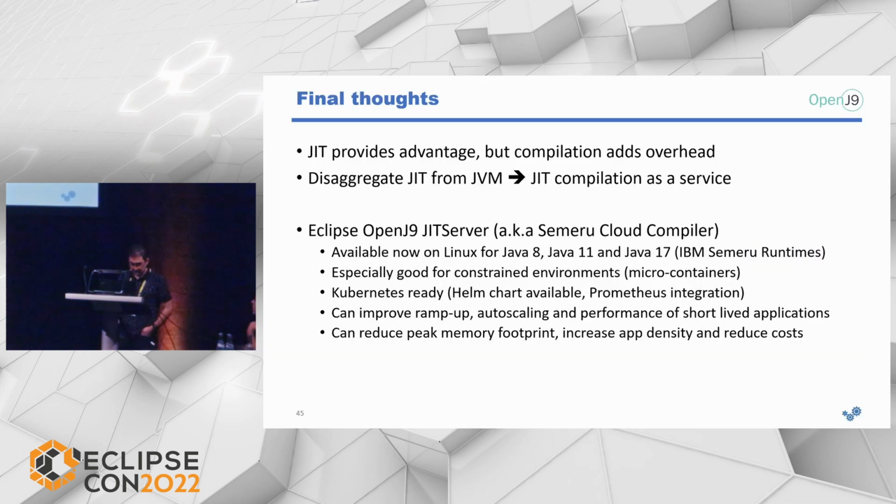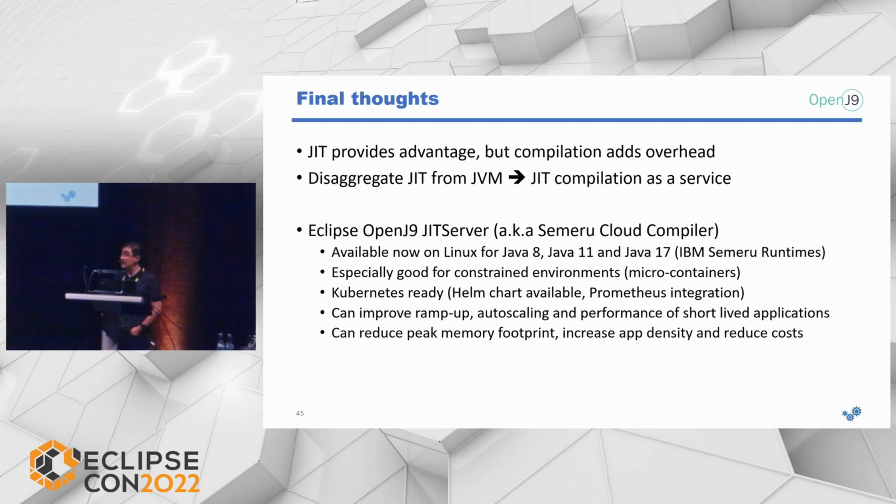So to conclude, what have we learned in this presentation? Well, JITServer is very good for improving throughput of applications, but it adds overhead. And one solution to mitigate this problem is to disaggregate the JIT from the JVM. In order to do so, we can use a JIT compilation as a service solution. We have implemented such a solution in Eclipse OpenJ9.